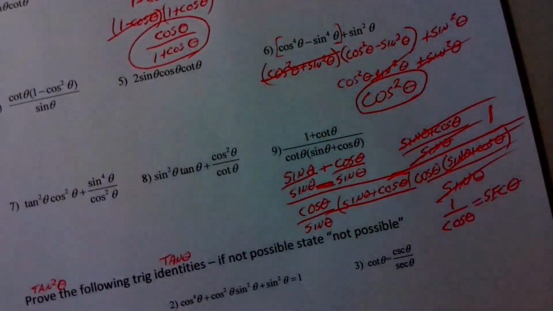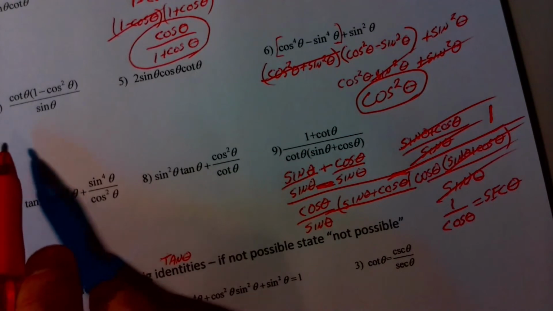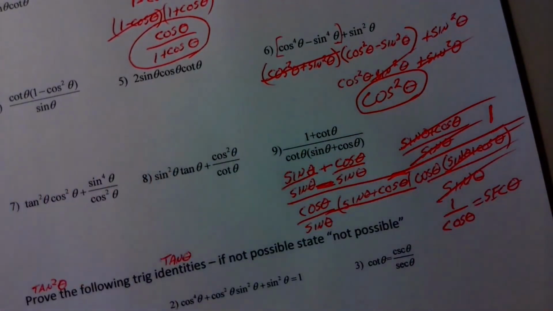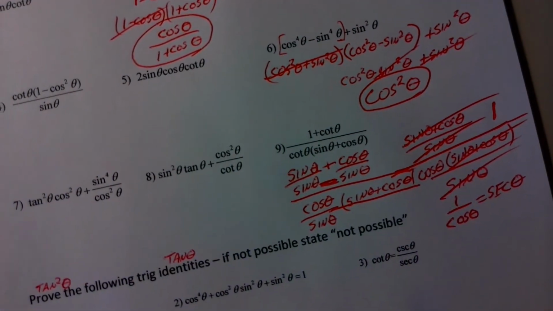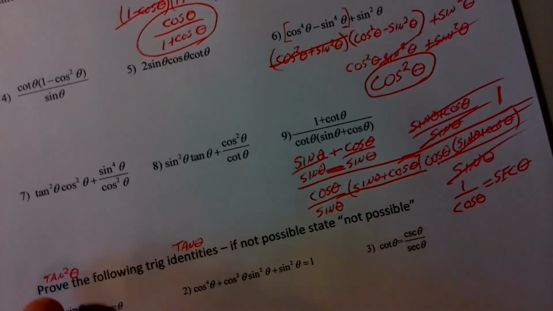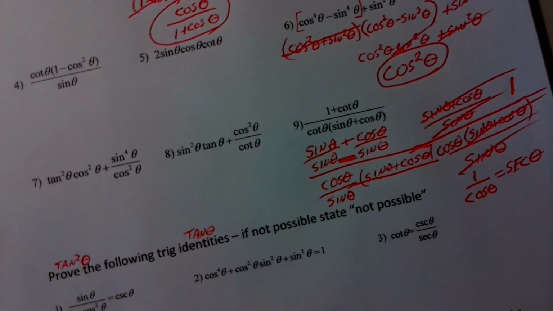Try those other ones. I'm not going to give you the answers to 4 and 5 because I think you'll be able to get them okay, and I don't want you to just move towards that. So these ones are tangent squared and tangent theta. See if you can do that.